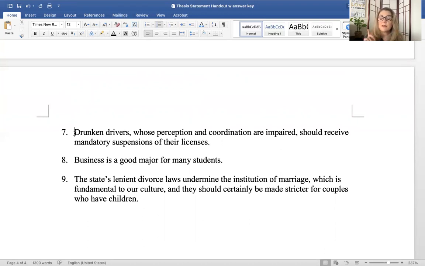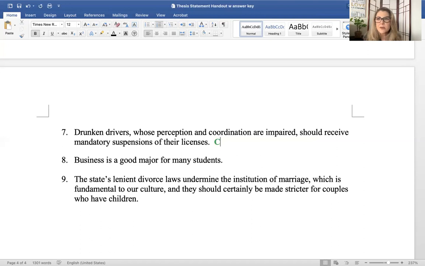And remember in the first video, I talked about using phrases such as should not, should, must, and these tell the reader there's some kind of claim or argument presented in this thesis statement. So this one's fine. We'll call this C. We have, again, the topic, which is drunken drivers, and this idea that they should have their licenses suspended because of the perception and coordination being impaired.